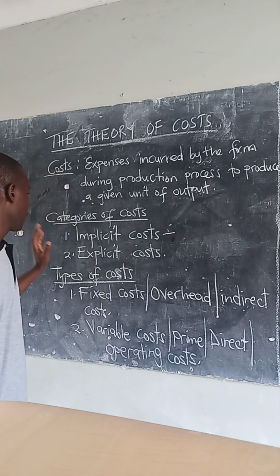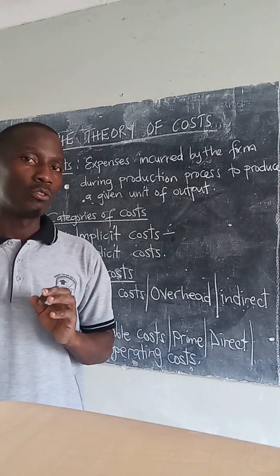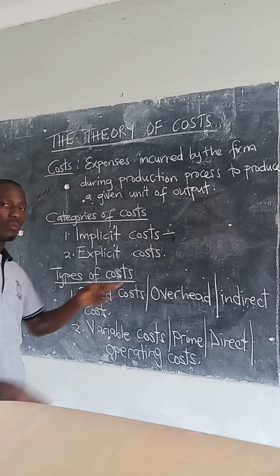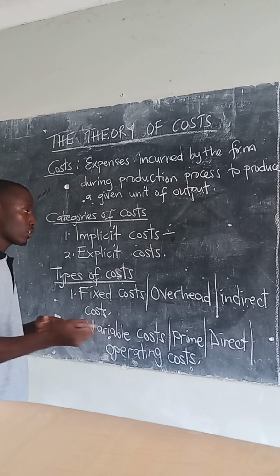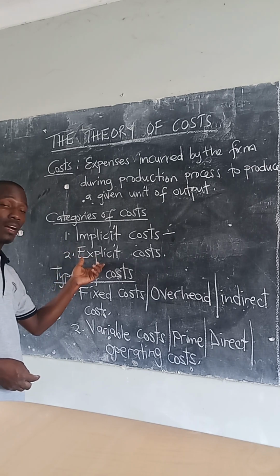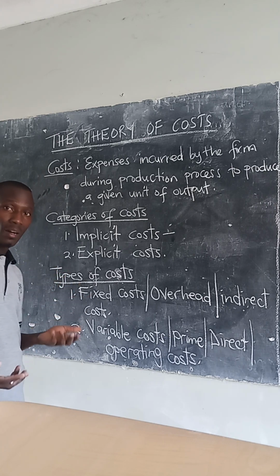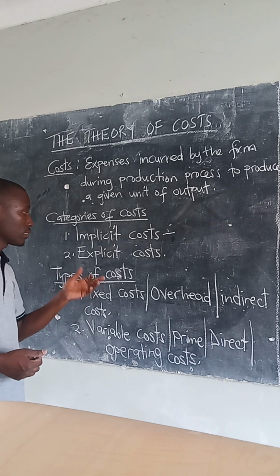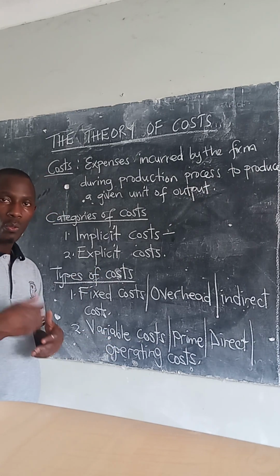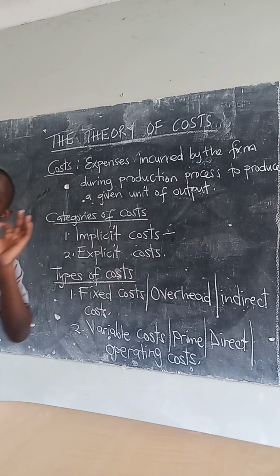So simply, explicit costs mean expenses made by the firm during the times of acquiring factors of production. When the firm is acquiring factors of production, during production process, it meets such expenses, like salaries of workers, salaries of top management, salaries of labor, those are the workers, rent for building, interest on capital. All those are other explicit costs. And these ones are included when calculating the firm's profits.